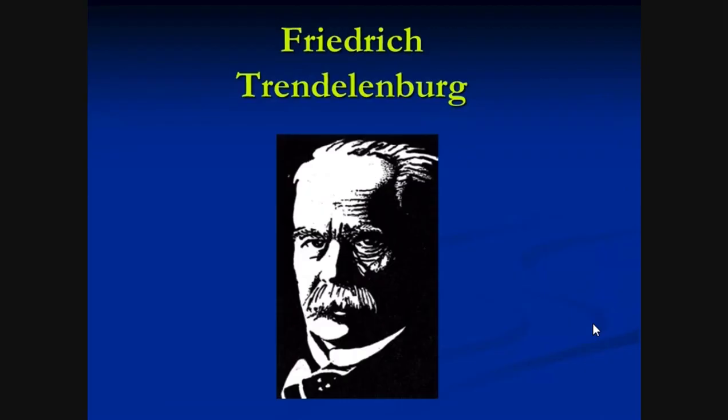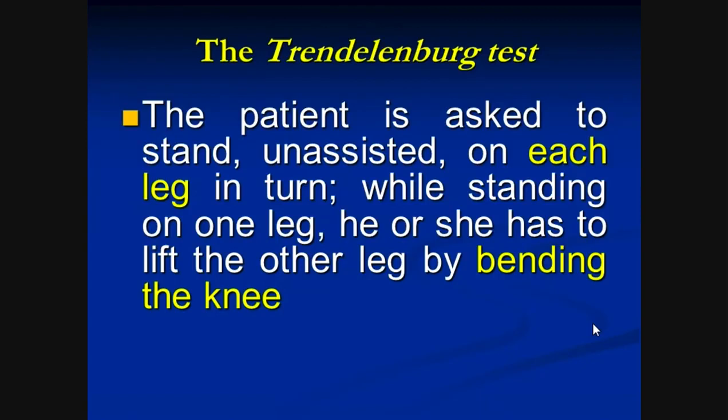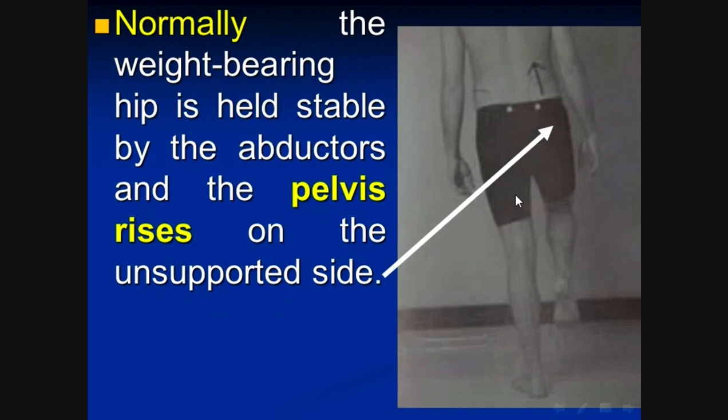What we mean by a Trendelenburg test? In the Trendelenburg test, the patient is asked to stand up unassisted on each leg in turn. While standing on one leg, he or she has to lift the other leg by bending the knee. As you see here, the patient stands on one leg and bends the other limb, bending the knee.